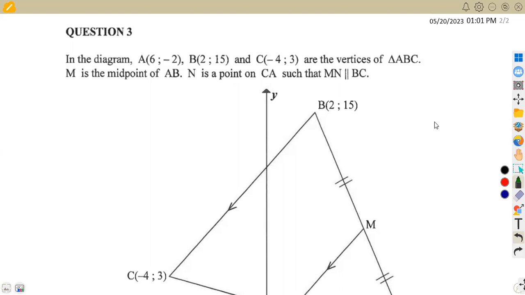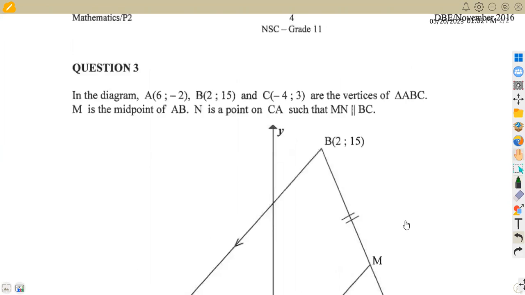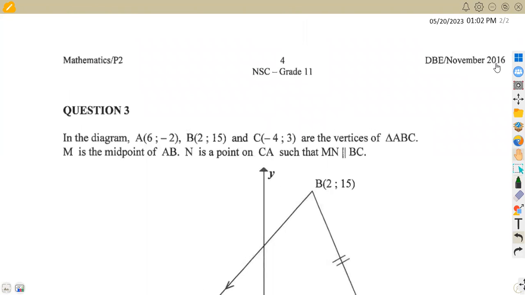Still working on mathematics for grade 11 level. In this case, we are going to be focusing on analytical geometry from the question paper of November 2016. That is question number 3. So in this case, yes, that's DBE November 2016 question 3.